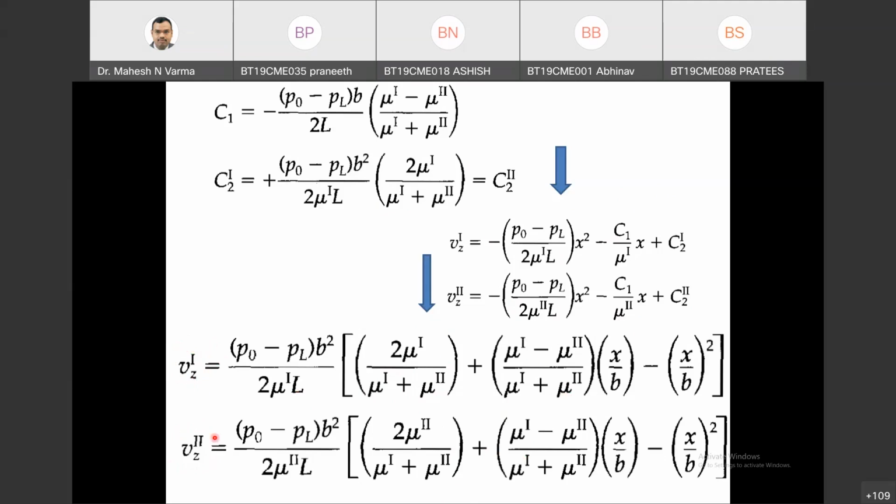Why is this so? Because we have selected the origin at the center. As I told, if you select the origin at the upper corner or lower corner, you will get a different velocity profile and a different flux profile. But the absolute values of flux and velocity profile will remain the same. Just check if you are getting this velocity profile.